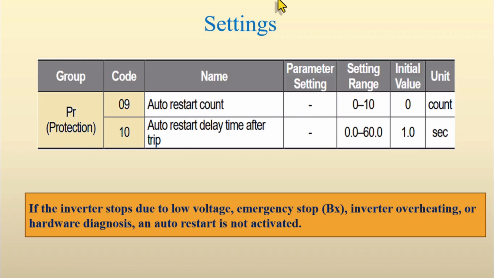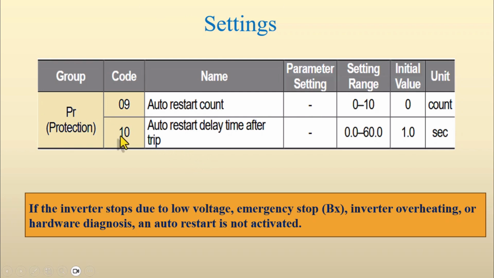If you set parameter PR09 to 3, the inverter is allowed to perform an auto restart only 3 times. This means if only 3 faults occur in the inverter and are cleared, the inverter can start your electric motor again. So the auto restart count is the number of restarts the inverter is allowed to perform.